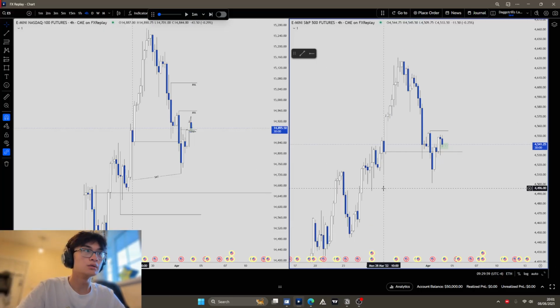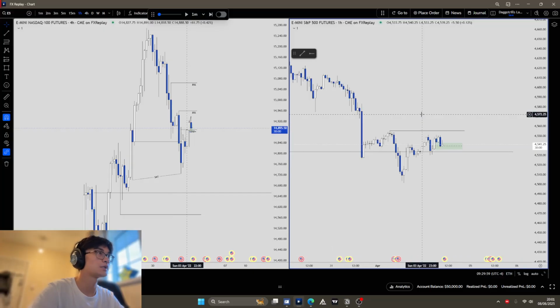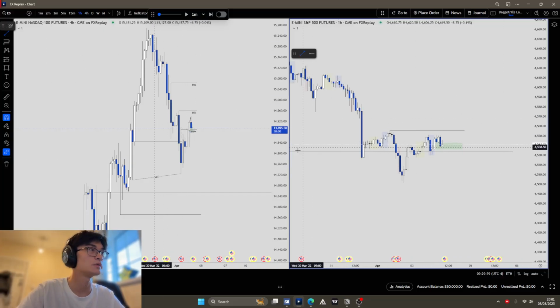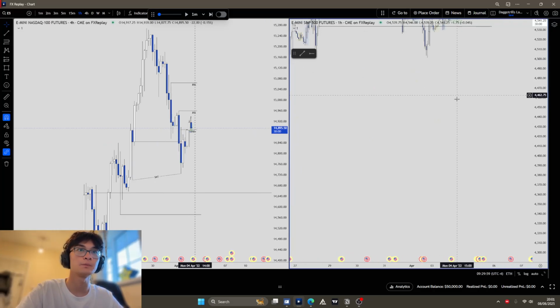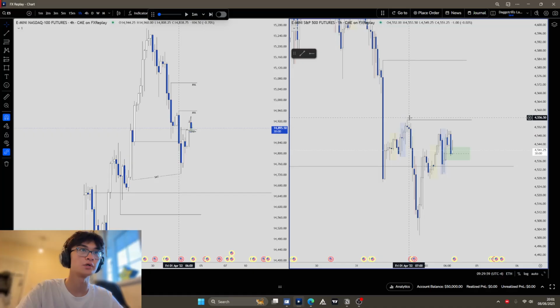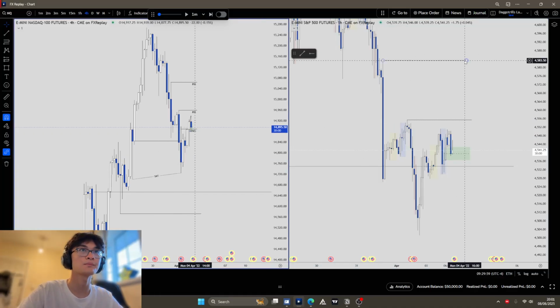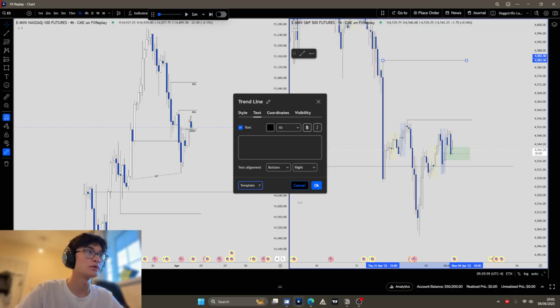Not really looking for anything that great. I probably want to see buy side, yeah. I think that's the only thing I really want to see. I don't really want to see it come lower before getting to this high. So let's mark all of these out and then we can journal.